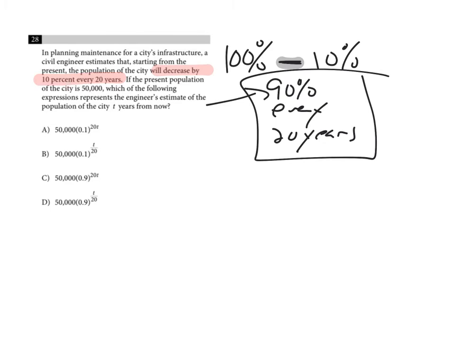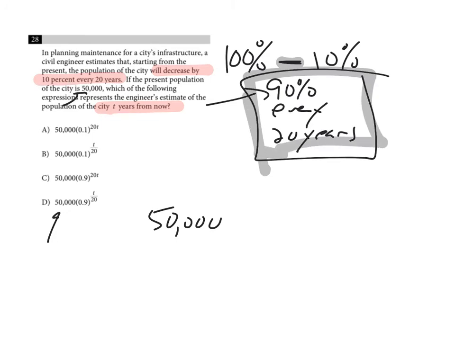If the present population is 50,000, so you see how all these answer choices have 50,000, which of the following represents the engineer's estimate of the population of the city T years from now? So you got to try to figure out, after T years, what's the population of the city? I think what I'm going to do is this. Since the question says it's 90% of what it was every 20 years, let's figure out what the population of the city is going to be in 20 years.